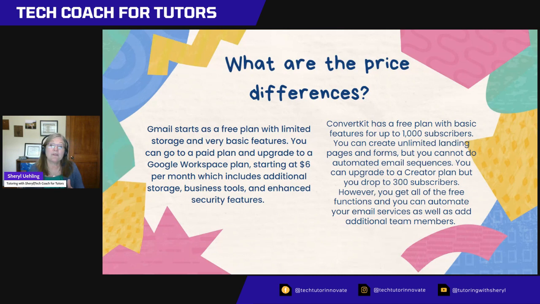Now let's look over at ConvertKit. ConvertKit has a free plan with basic features. You can get up to 1,000 subscribers. Actually, I just saw something come up on my ConvertKit that even said you can have like 10,000 for free. So on their free plan, you can actually have more subscribers, but you don't have all the automation. You can create an unlimited number of landing pages and forms, but you cannot automate your email sequences. I think you get one email sequence, if that.